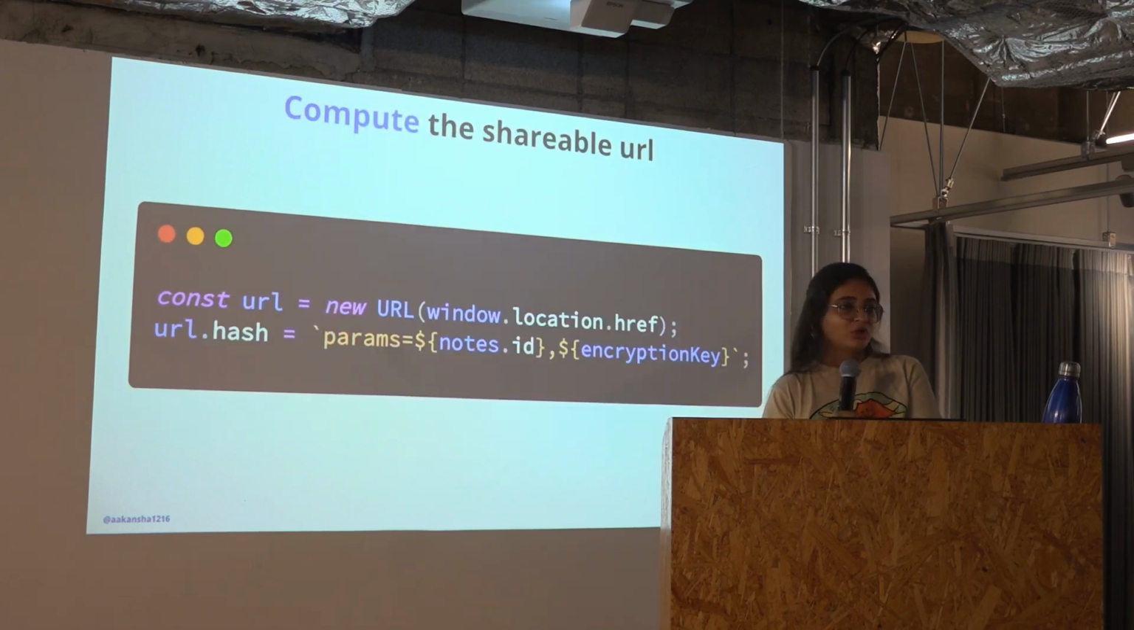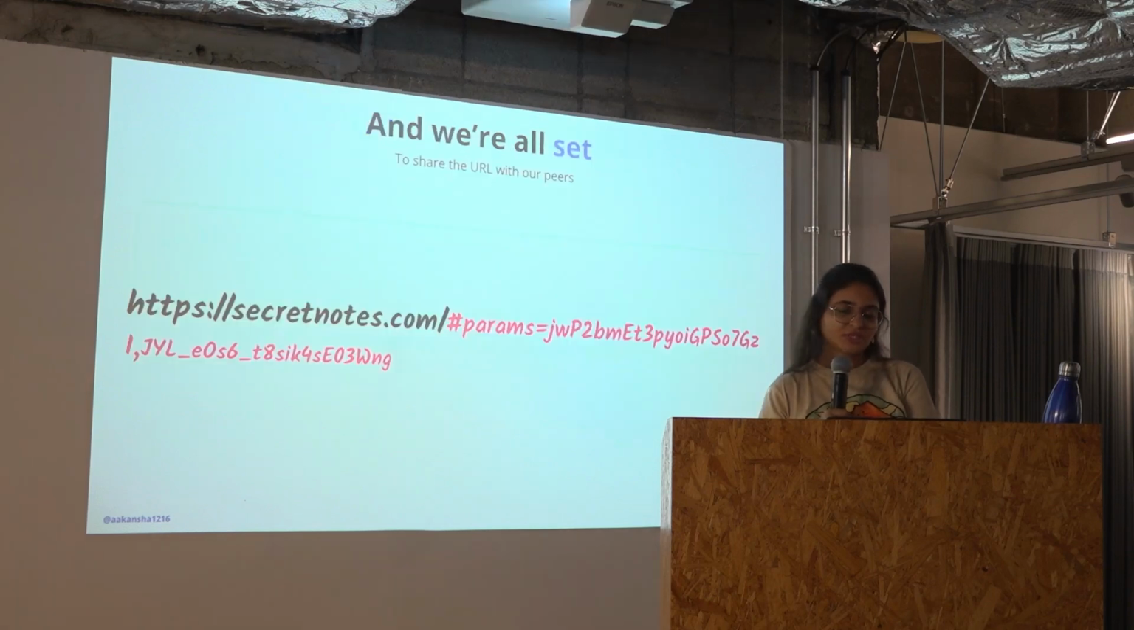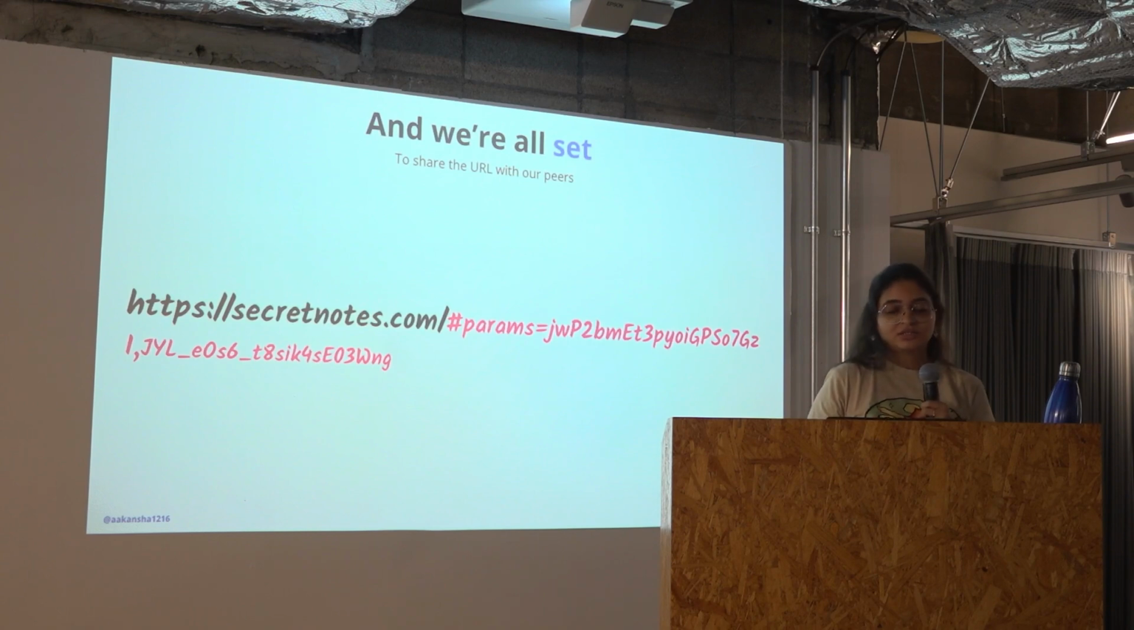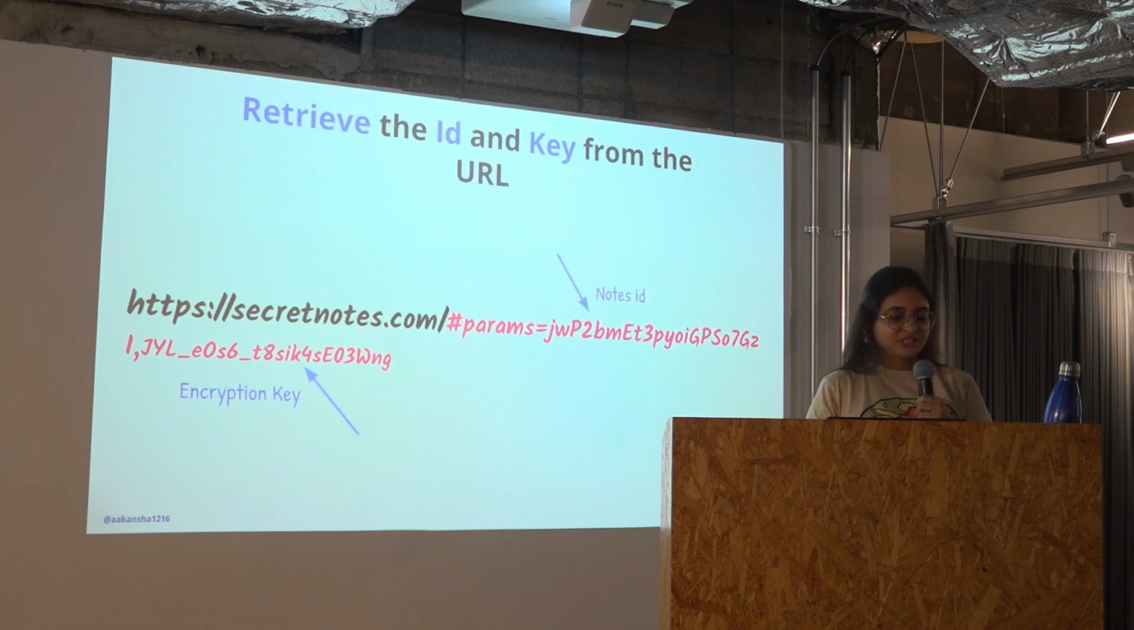So in the URL, I'll be also sharing the notes ID. Let's assume that it's some ID which you use to fetch the notes from the backend, and the next one is the encryption key. So this is the URL which I'm going to share with you. Now, when you receive this URL, the first thing which you do is fetch the data from the backend. So when you fetch the data from the backend, these are the two attributes which you have. You have the notes ID, so you can fetch the data from the backend, and you have the encryption key in the URL as well, right?